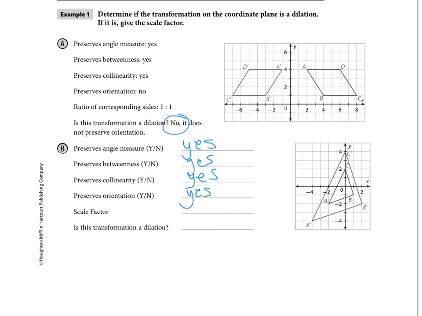The question is, what is the scale factor? And hopefully you can see that the line segments themselves are double the length. So we have a run of 3 and a rise of 1 here from A to B, and this is a run of 6 and a rise of 2. So the scale factor in this case is 2 to 1.